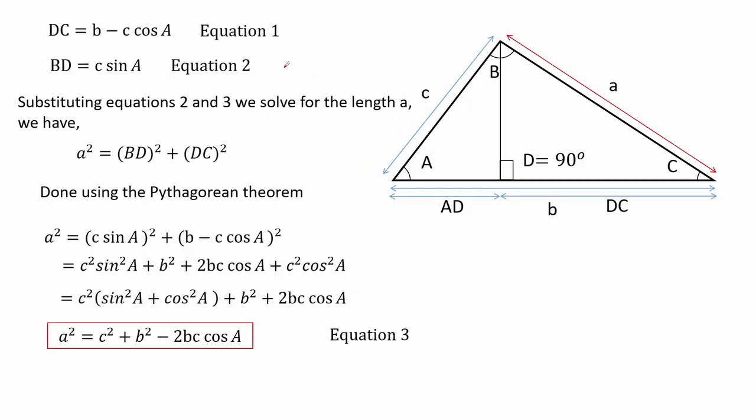Substituting equations 1 and 2, we obtain the length a, which is obtained using the Pythagorean theorem. Substituting them, we see an expression for the relationship of the lengths as shown in equation 3. This is one of the three expressions for the law of cosine. You can obtain the other expressions using a similar route.